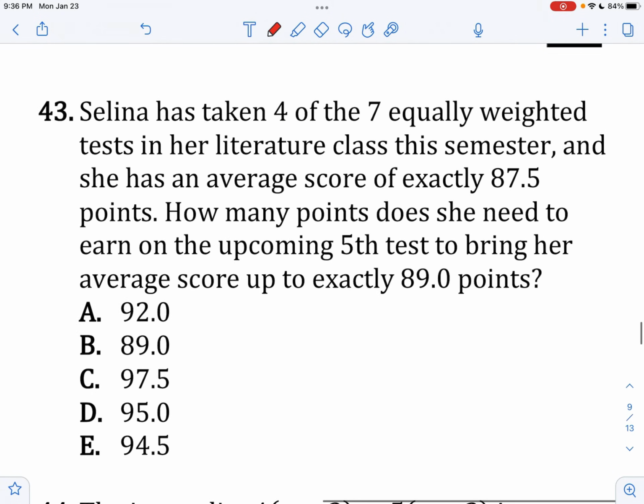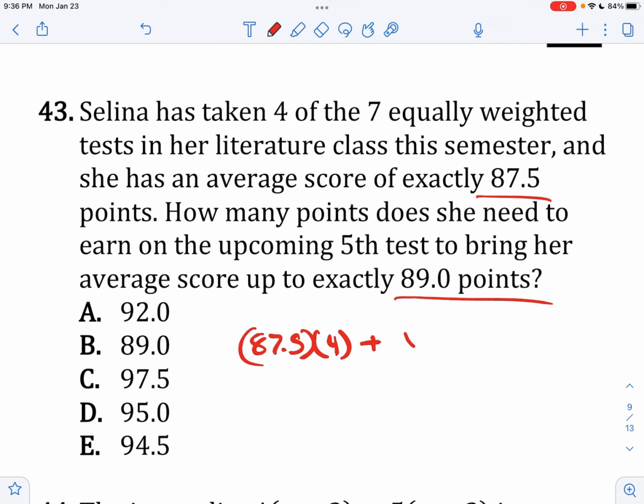Selena has taken 4 of the 7 equally weighted tests in her literature class this semester, and she has an average of this. How many points does she need to score on the upcoming 5th test to bring her average score up to exactly 89? So she's taken 4. So let's just say they average out to this. So we can just assume they're all going to be this amount. She has another test that she's going to take, and then we're going to divide that by 5 because there's going to be 5 total tests. And we want this to equal 89.